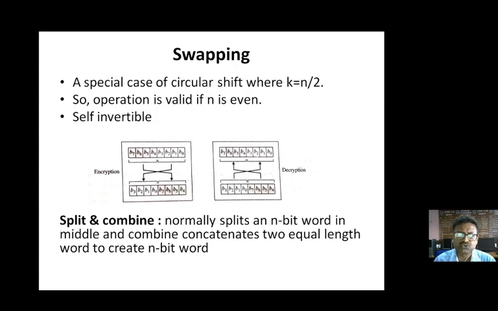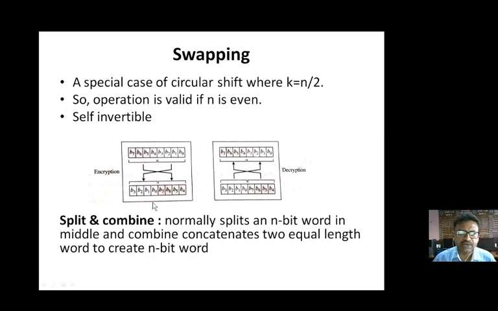The next one is swapping. You have seen in the last video that we are using the swapping process, and the swapping process is used in the modern block cipher. It is a special case of circular shift with the condition that k is equal to n by 2, meaning this operation is valid only when the value of n is even, and this is also self-invertible.